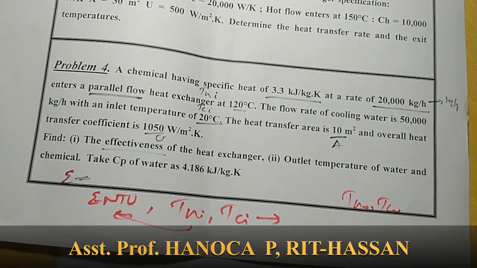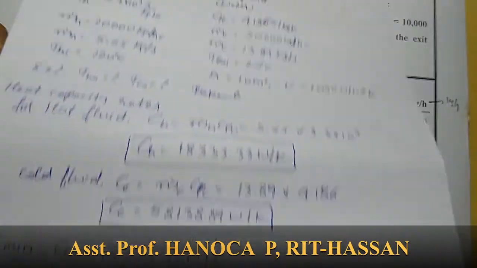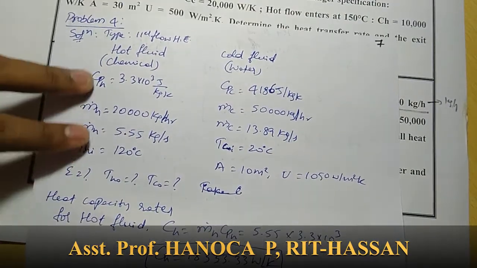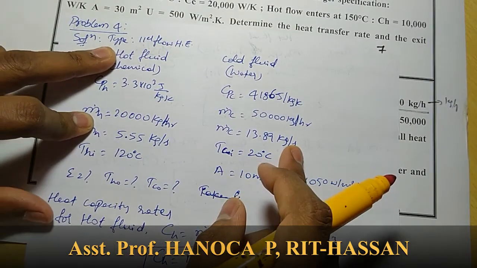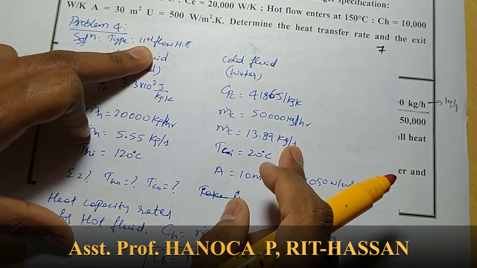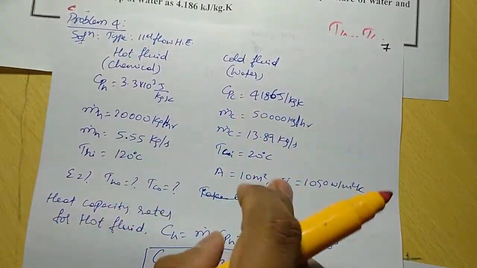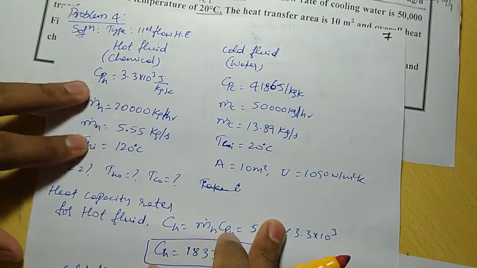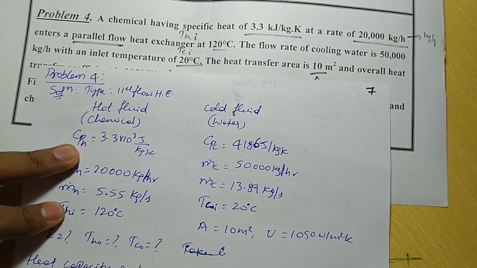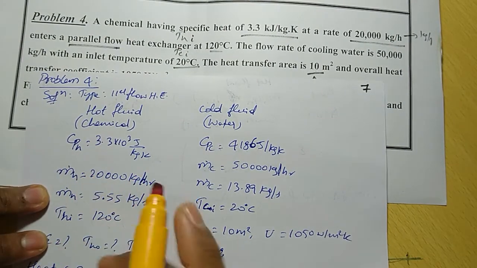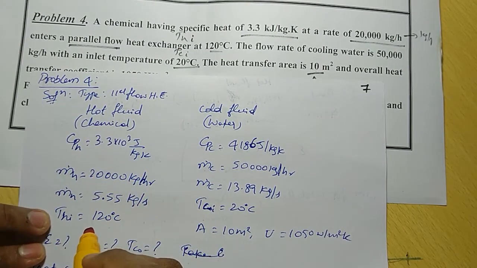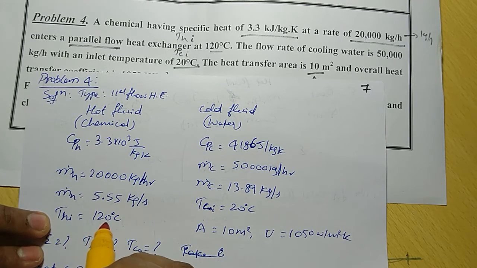Okay, now you collect the data in the same way for the hot fluid as well as the cold fluid. This is very important. The type of the heat exchanger is the parallel flow heat exchanger. The hot fluid is what? Here it is the chemical. CPH is given. M dot H is given, 20 kg per second. And the hot fluid entry temperature is given, 120 degrees centigrade. In the same way for the cold fluid, surface area is given, U is given, all the data is collected here.